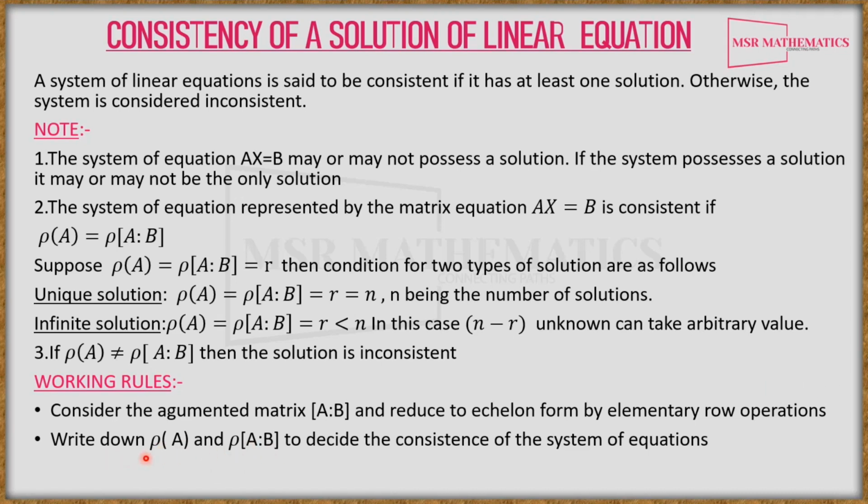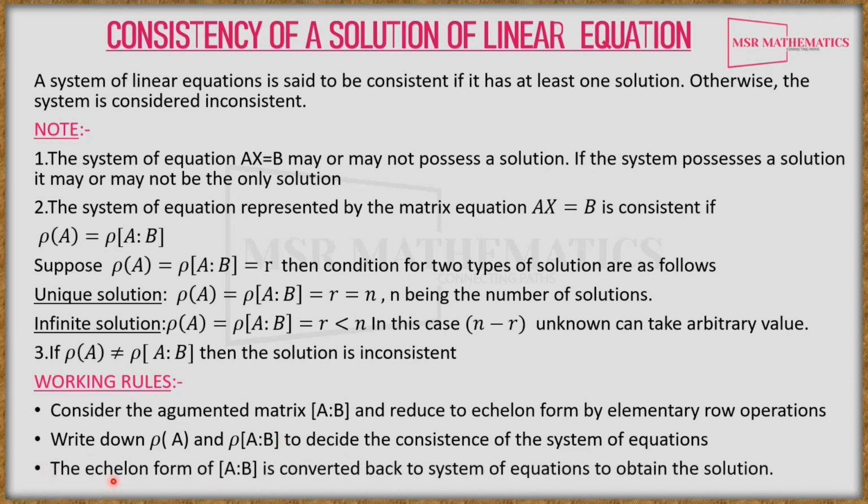So the next step is we have to find the rank of A and the rank of [A:B] to decide the consistency of the system of equations. Next point, the echelon form of [A:B] is converted back to a system of equations to obtain the solution. Here we obtain the echelon form of [A:B]. With the help of the echelon form of [A:B], we have to find the equations. With the help of the equations, we have to solve for the values, or the solution, of the given system of linear equations. That is how to solve problems on consistency of solutions of linear equations.